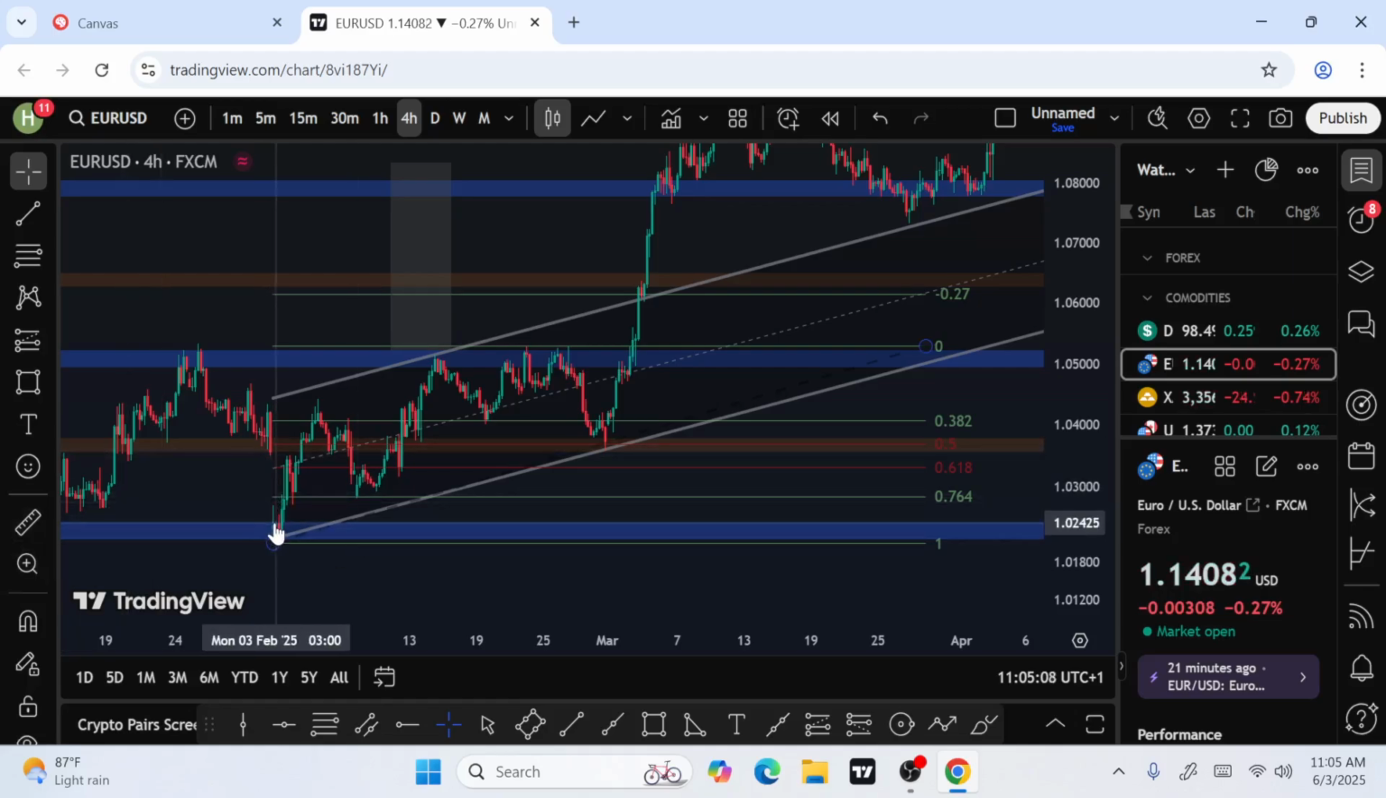This one? No. Which of these trends is responsible for the breakout? Where is the starting point? Where is the starting point of this breakout of this trend? No. Come, wait, no. Come and show me. No, no, no.